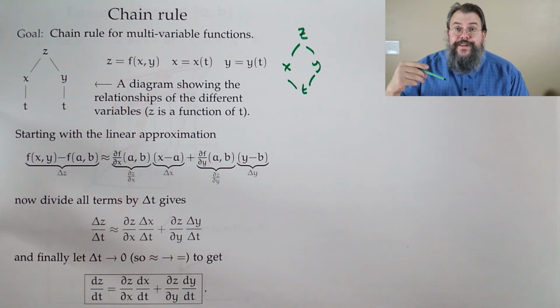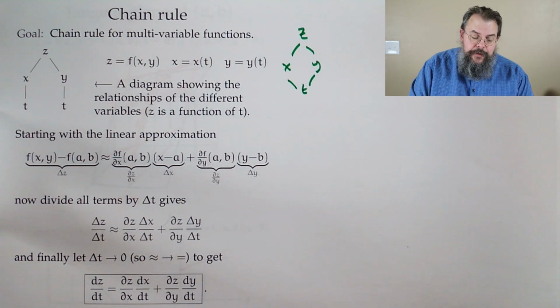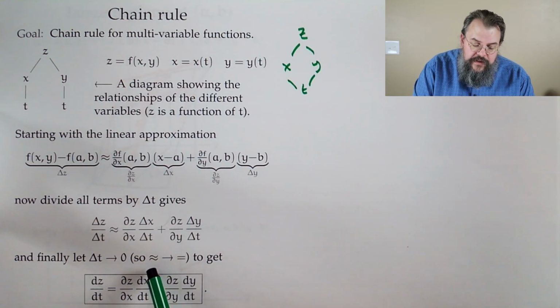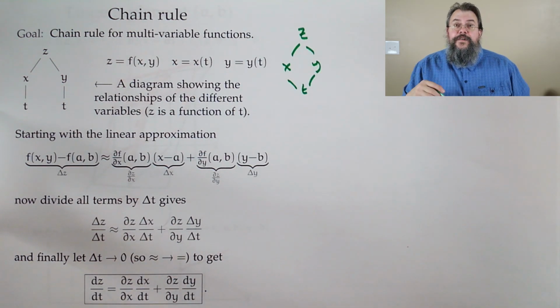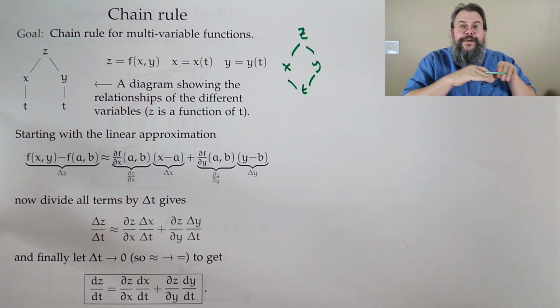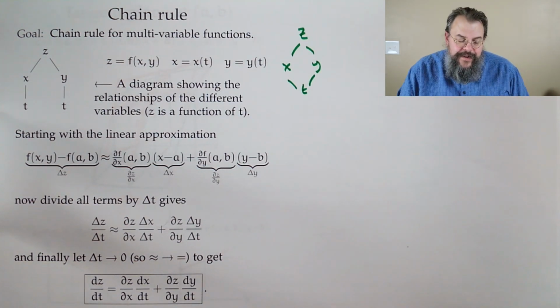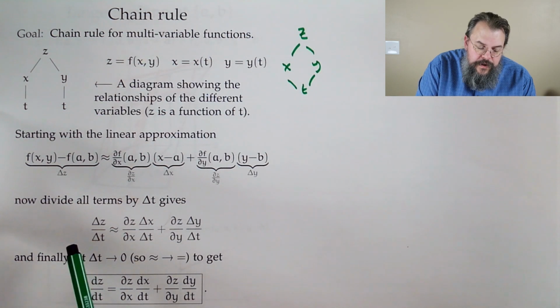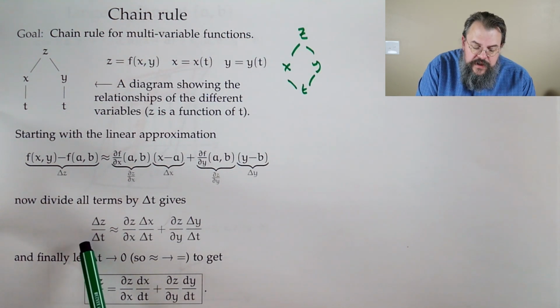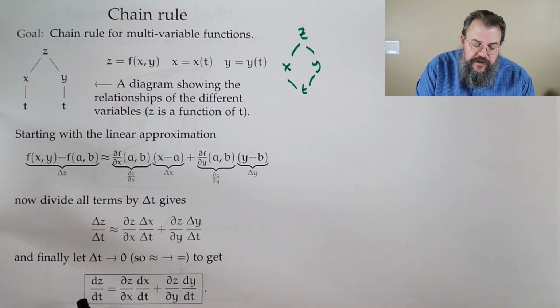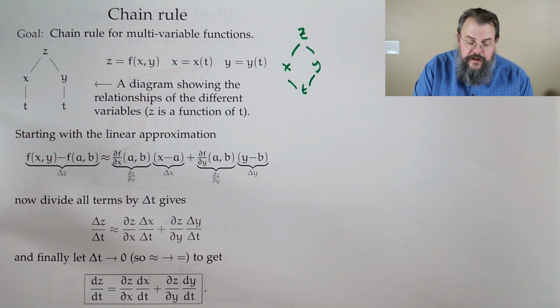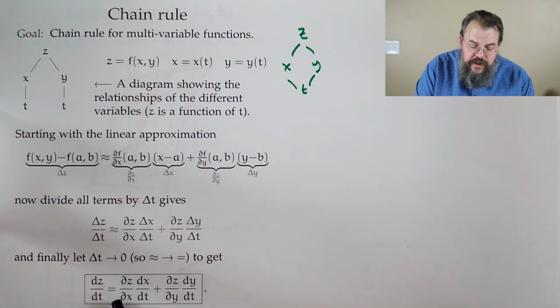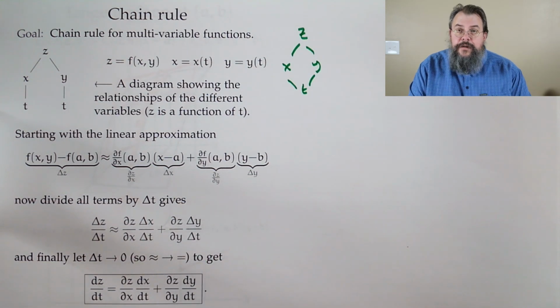And now you let delta t go to 0, and what happens? Well, your approximation gets better. So instead of the squiggly lines, we get equals. And we're talking about changing our output, changing our input. That's the derivative: dz dt is partial z partial x, dx dt, plus partial z partial y, dy dt.